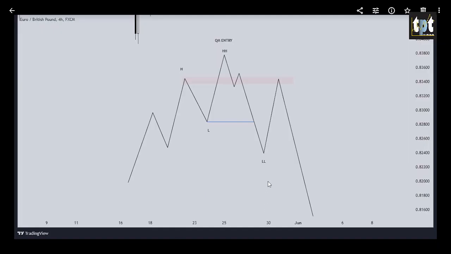Now this is another entry pattern, the QM entry pattern, and I talked about the QM. I'm linking it with this video so that if you've never watched the video about the QM, you can go through it. Now we have the high, we have the low, we have the high, we have the lower low. It looks like a head and shoulders pattern, but it is not the same, because in the head and shoulders pattern the neckline is almost the same, but this one is a slanting one. So we have this type of formation.